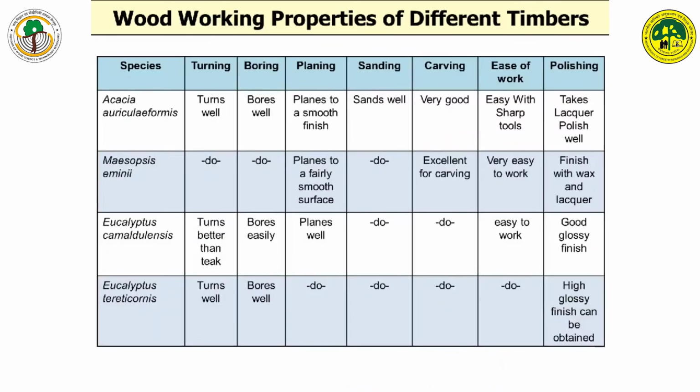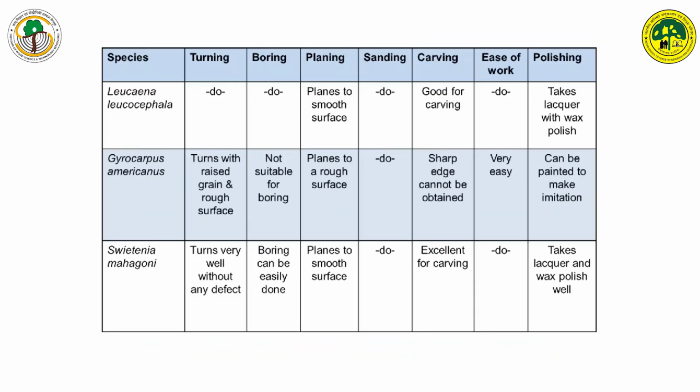by these parameters for different species, like Acacia coliformis turns well, bores well, and planes to a smooth finish. It also sands well. Carving is very easy and very good, and polishing takes lacquer polishing well. So similarly, all the species which are generally used for furniture and for handicrafts have to be classified under woodworking qualities.